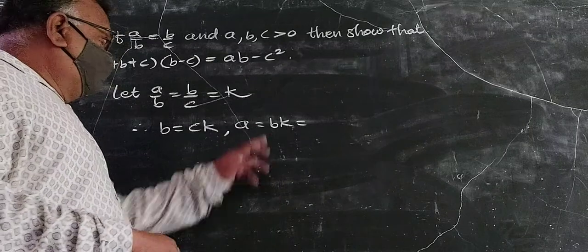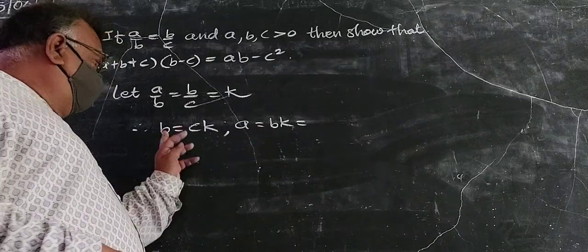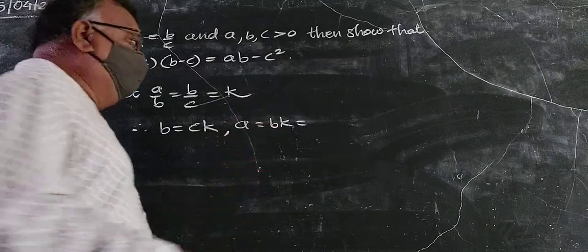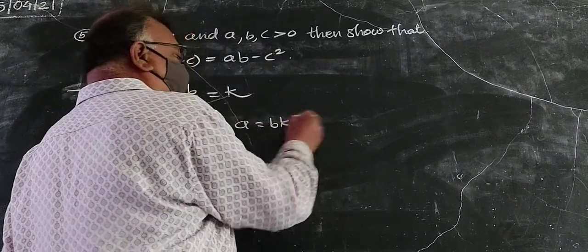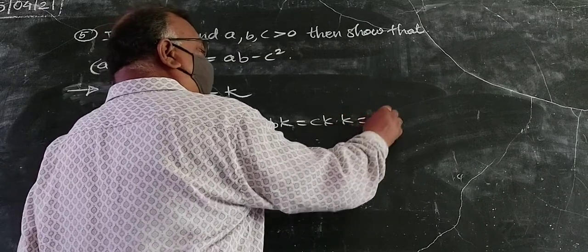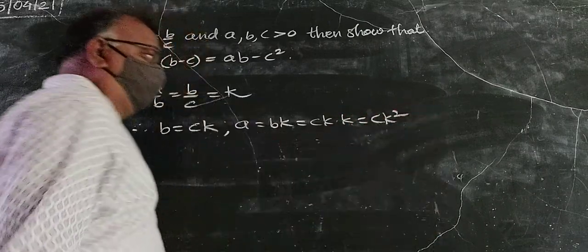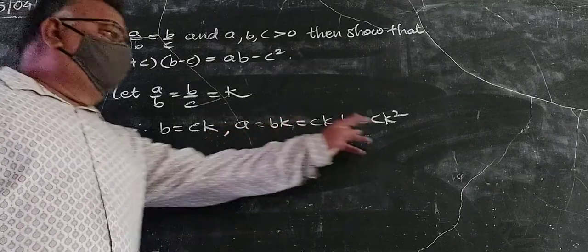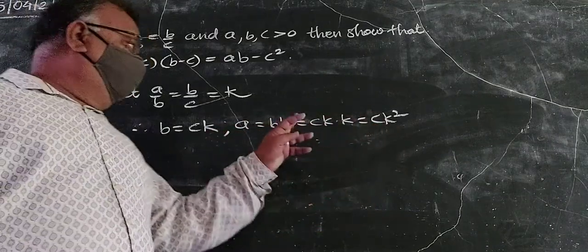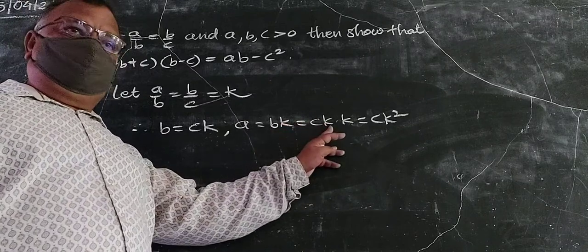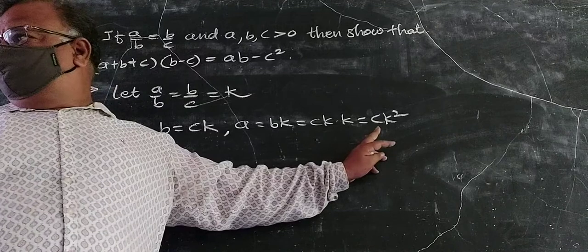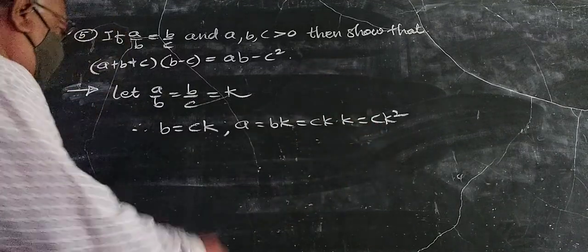But what is B equal to? B is equal to CK. So instead of B, we shall write CK into K, and that is equal to CK square. So A is equal to CK square we got. In the next problem, we will not write these two intermediate steps. Directly we will write A is equal to CK square. Okay? Look at the board.